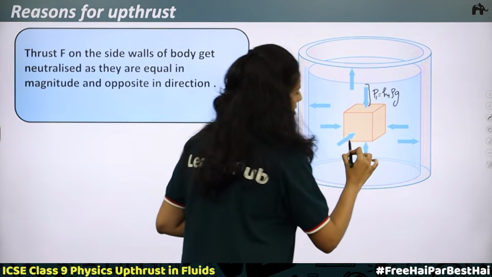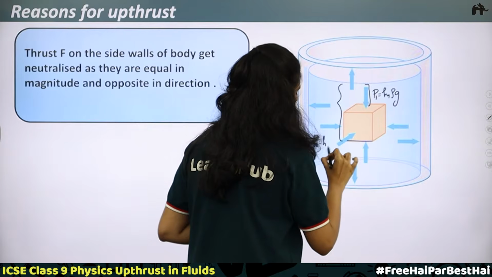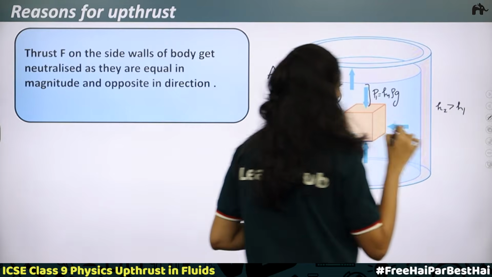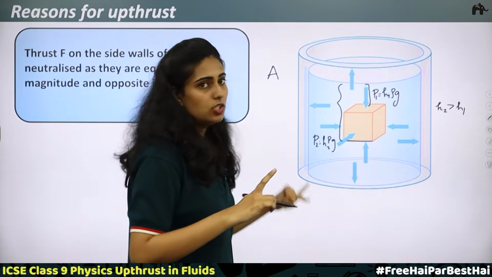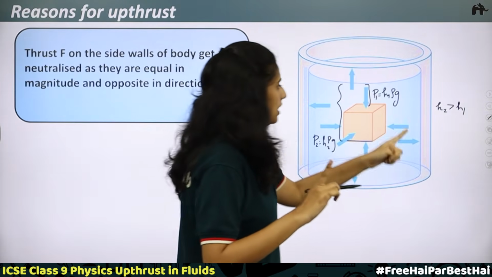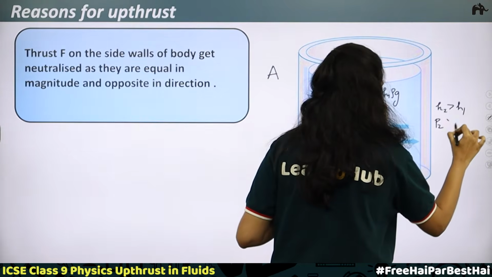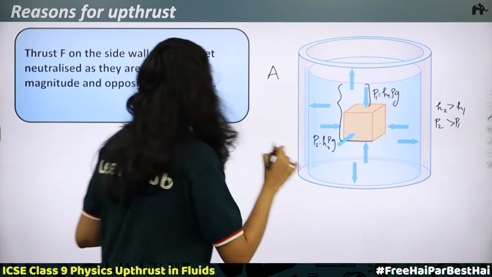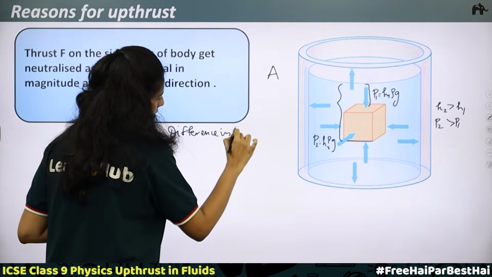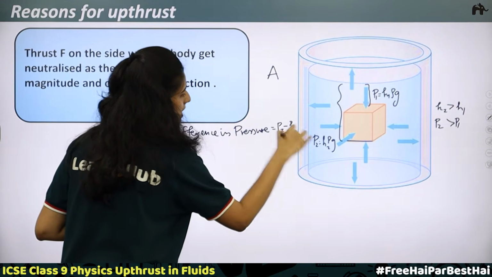Now, this is the bottom surface. Here the pressure exerted, P2, will be equal to H2 rho G. We know that H2 is greater than H1. Pressure depends on the depth, acceleration due to gravity and the density of the fluid. From this, H2 is greater than H1, which means P2 will be greater than P1. There is a difference in pressure. So, the difference in pressure is equal to P2 minus P1.